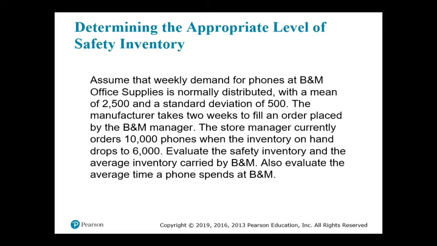Okay, so let's look at an example. Let's look at the example of B&M office supplies. Looking at the weekly demand for B&M, the demand is normally distributed. The average is 2,500, which means our D is 2,500. And the standard deviation is 500, so sigma D is 500.